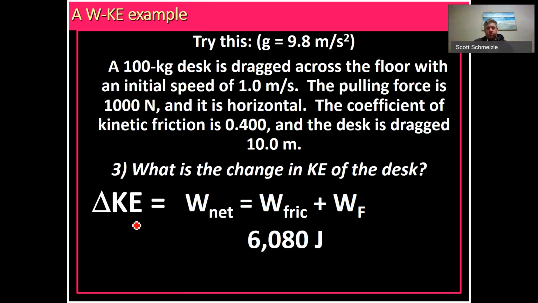Now, side note, how much GPE are we getting here? Zero, because we're not lifting this, right? Okay, power? Well, we would need how much time it took. We're not asking that question yet.